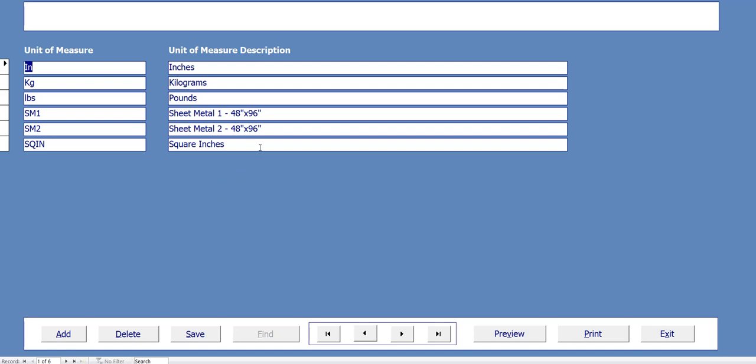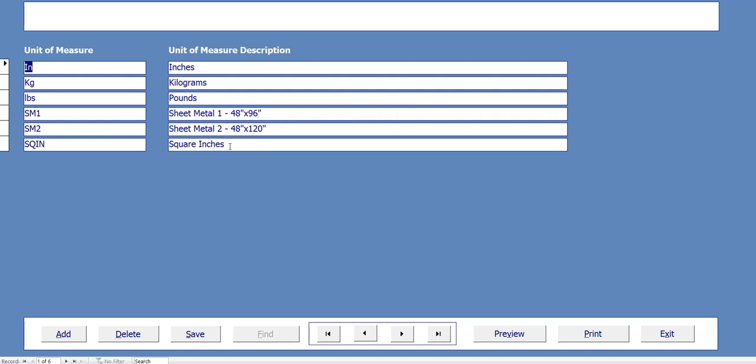Okay, so my sheet metal parts are going to be allocated per part in the MRP system using square inches. But I buy them in SM1s, which is one sheet of 48 by 96, or I buy it in SM2, which is a 48 by, oh, I have a mistake here. Let's fix this. 120 inches. So that's 10 feet. So I've just saved that now.